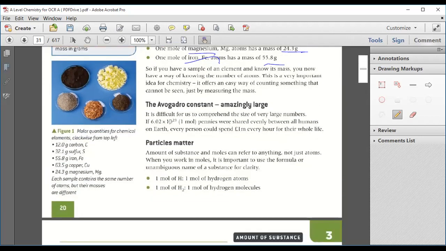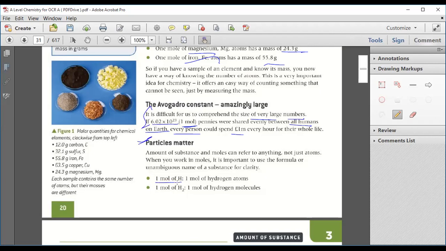Avogadro constant. Now it is difficult for us to comprehend the size of the large number 6.022 × 10^23, that is 1 mole. If it were shared evenly between all humans on the earth, every person would spend 1 euro every year for their whole life. Just leave it, it's of no use. Leave this paragraph.